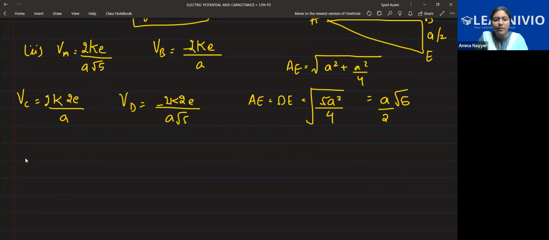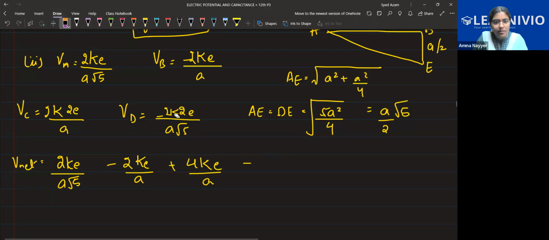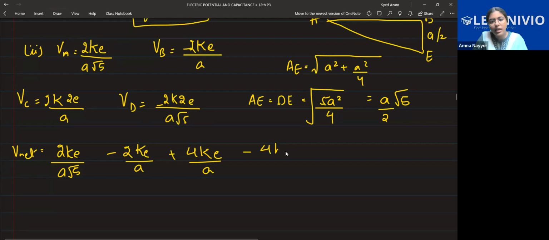So net potential will be 2KE by A root 5. This is minus 2KE by A. This is plus 4KE by A. This is minus, oh, I've written it like this. Just wait. Minus, this is minus 2K. Minus 2K. So minus 4KE by A root 5. Nothing is getting cancelled this time.